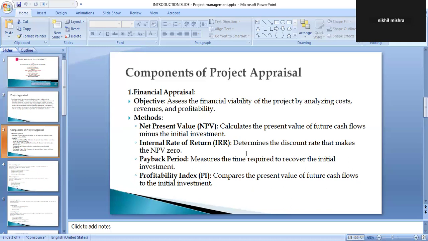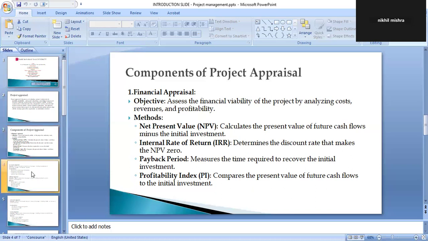And on payback period, what will be the decisional rule? It depends on how much time period you are expecting out of that project to recover your initial investment. If that payback period is shorter than that expected payback period, only then the project should be accepted, otherwise it should be rejected on the basis of the payback period method. So these are some methods on the basis of which the financial viability of a project is checked, and the decision is taken whether to proceed for that particular project or not.